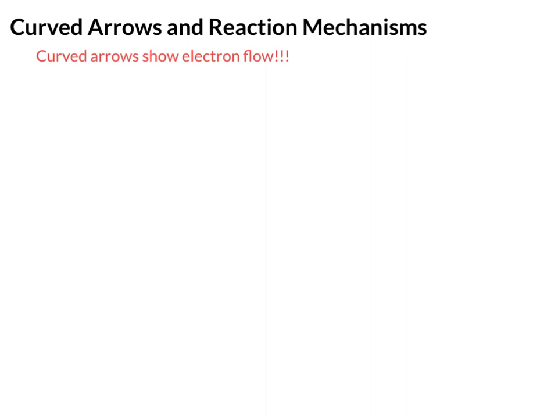Now we know nucleophiles and electrophiles react. So we're going to combine this together into reaction mechanism steps. And when we write these reaction steps, we're going to be using curved arrows to show electron flow. This is something that's not completely new to you, as we started using curved arrows in resonance structures, and then we also used them in acid-base reactions.